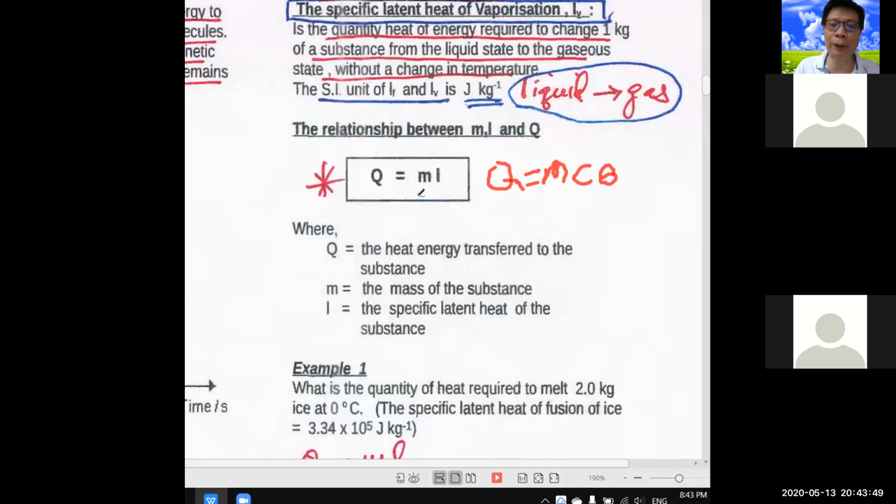When there is no change in temperature, it means latent heat, Q equals mL. You don't see a change in temperature in this formula, only mL, but here there is mcθ. The theta is a change in temperature. Okay, all right. Now look at example 1. Can you read the question? Read the question and then try to answer.